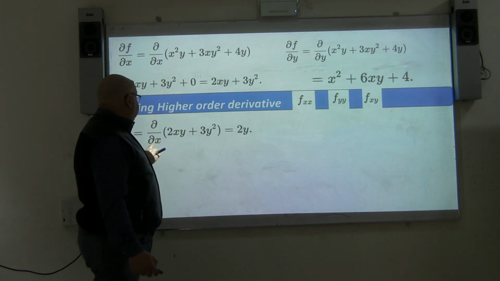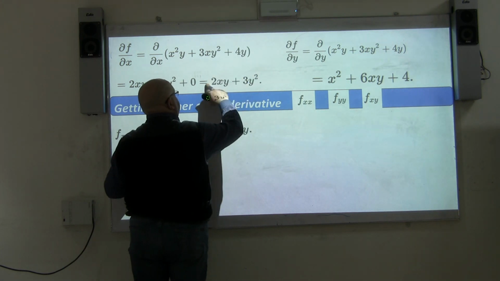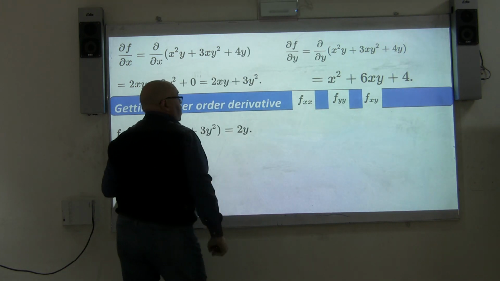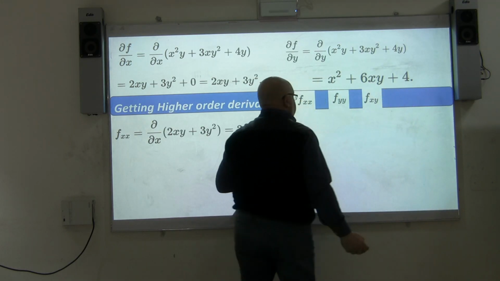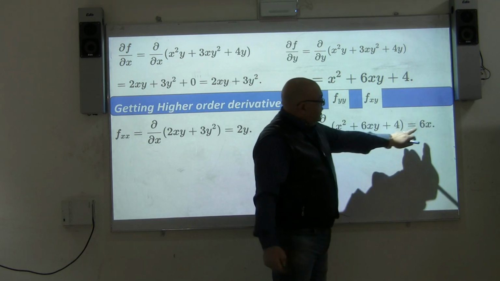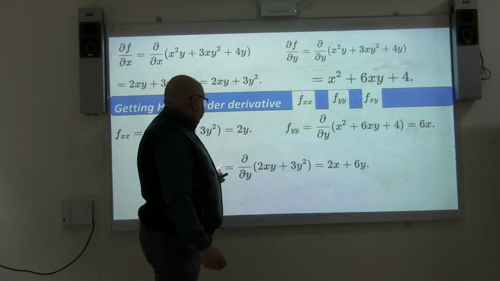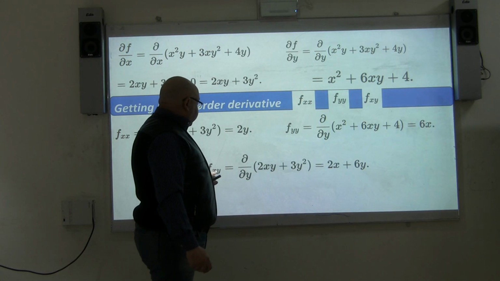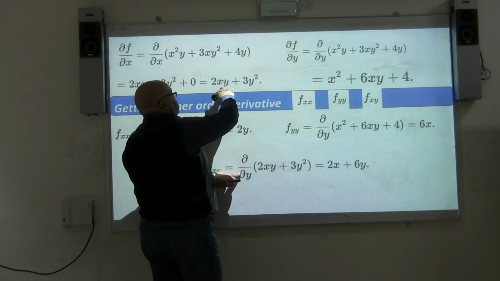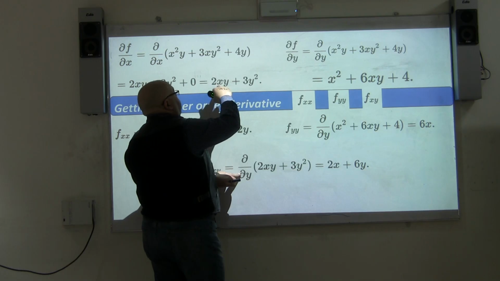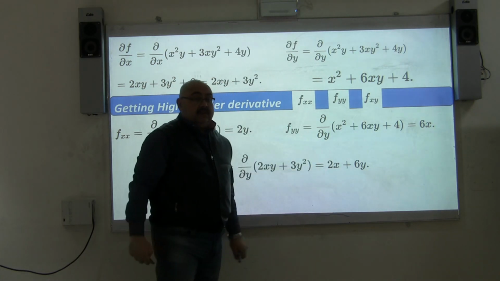Also, in a similar manner, this is f of x. If I want to differentiate with respect to x, it's going to be 2y. If I want to differentiate this part with respect to y, it's going to be 6x, as you can see. If I want to get partial f or fxy, it means I will differentiate with respect to y the derivative with respect to x, which is going to be 2x plus 6y, as you can see, that's the result.